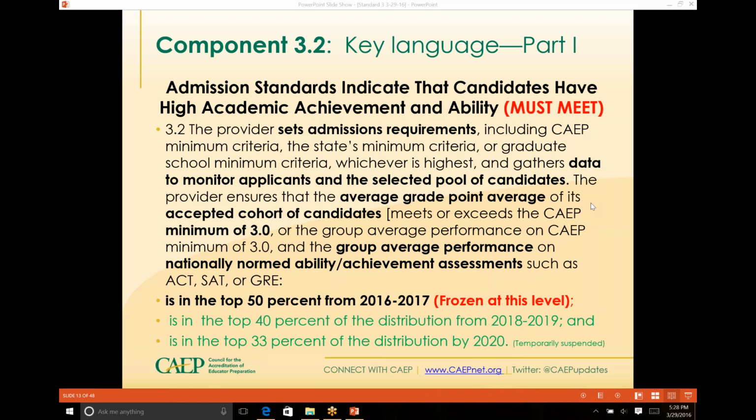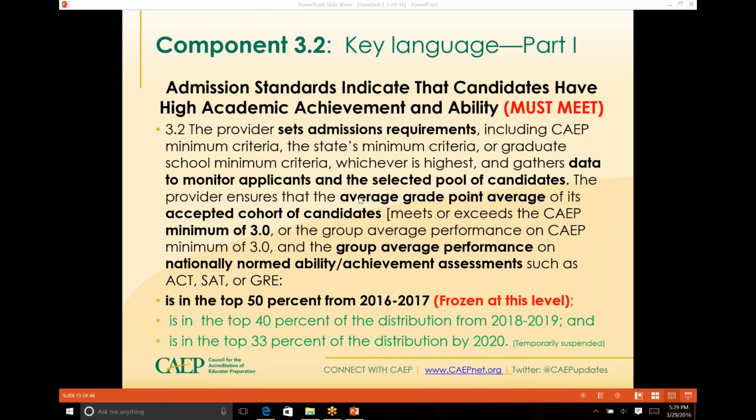Okay. So then it also talks about a group average performance on national normed ability tests or assessments. They talk about the ACT, the SAT, the GRE. The current standard is that your recruitment plan, and perhaps your candidates, are going to show that you're recruiting from the top 50% in these exams. I know that there are some national benchmarks out there, certainly for ACT, SAT, GRE, so that you can see what the national average is. And CAEP is looking for 50%, okay, in 16-17.